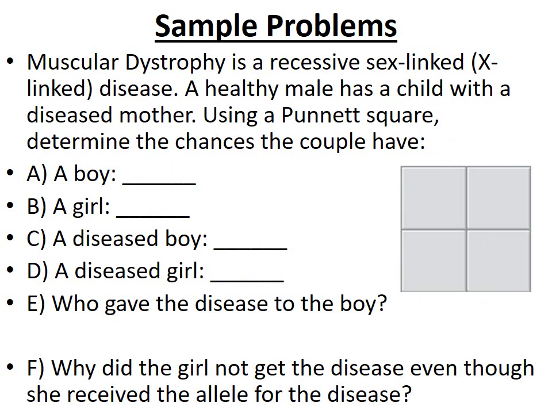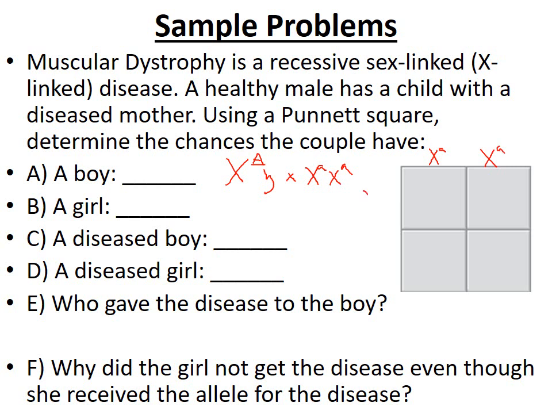Let's try another problem here. So a healthy male has a child with a diseased mother. Using a Punnett square, determine the chances the couple have a boy, a girl, a diseased boy, a diseased girl, and then we can answer E and F. So let's write down our cross. We have a healthy male, X big A Y, and muscular dystrophy again is a recessive disorder, so to be healthy there better be that dominant allele there on the X chromosome. And then we have a cross with a mother with the disease, so X little a, X little a, so homozygous recessive. Let's make our Punnett square, put the mother on top here, X little a, X little a.